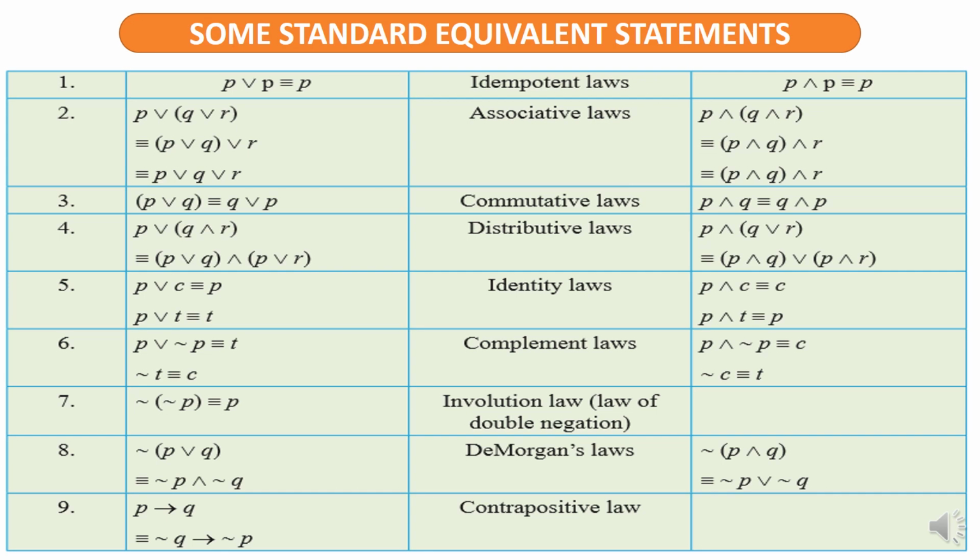The first among them, idempotent laws. P or P is P. Similarly, P and P is P.